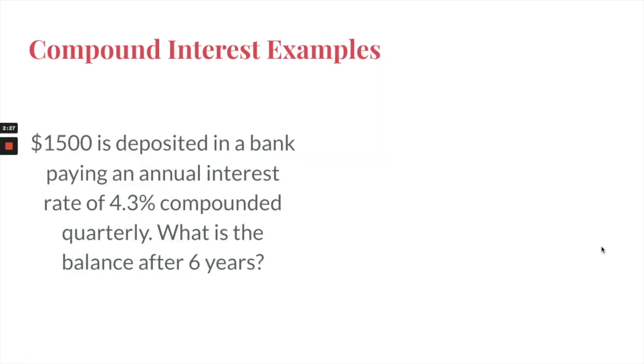So an example would be $1,500 deposited in a bank, paying an annual interest rate of 4.3% compounded quarterly, and then they ask what is the balance after 6 years. So the key information that we're looking for is the amount deposited, so $1,500. We need to identify our interest rate at 4.3%. We need to figure out what our compounding n value is, so in this example it's quarterly, and our time is going to be 6 years because that's when they want to know what the balance is going to be after that set amount of time.